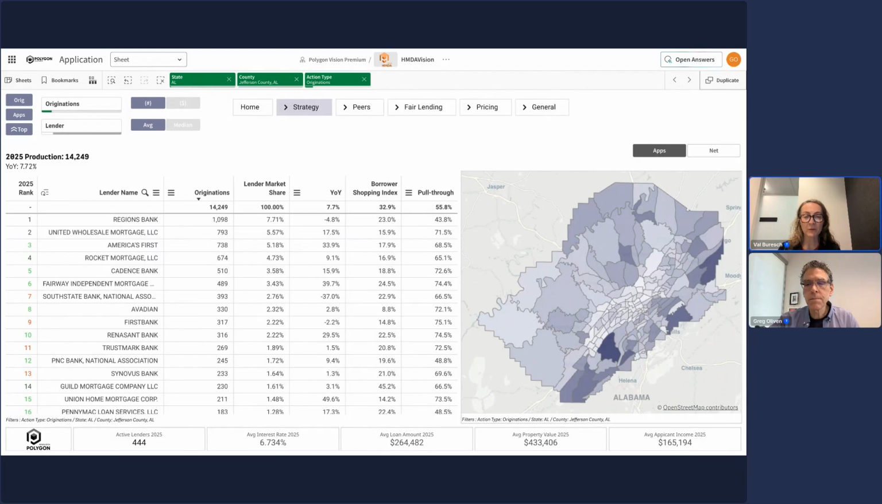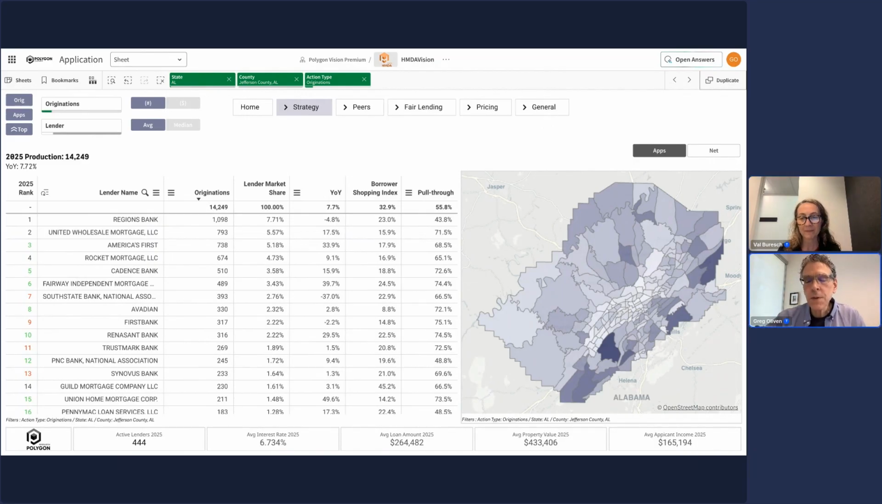So let's pause here for a moment and just consider what we are seeing here. So we are seeing a map on the right-hand side with the census tracts that's plotting the level of mortgage activity by originations. Those are closed loans per census tract. And then on the left-hand side, we have a table. Can you walk us through that table, Greg?